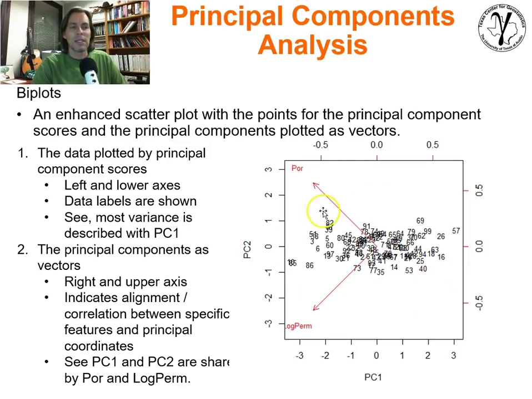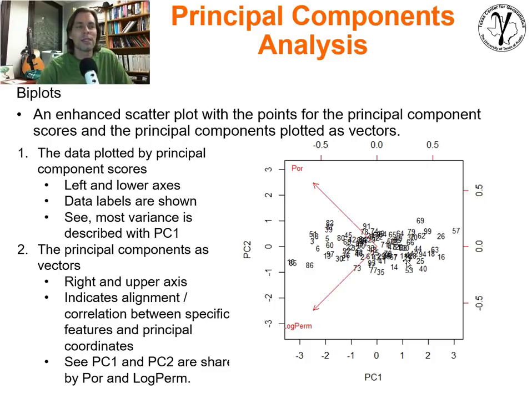The only difference is we're going to label each one of the data values with the number index or some type of unique identifier. Why do we do that? Because if there are certain values that don't seem to make sense in the principal component score space, you can identify them, look at them, and see if there's a problem with them.